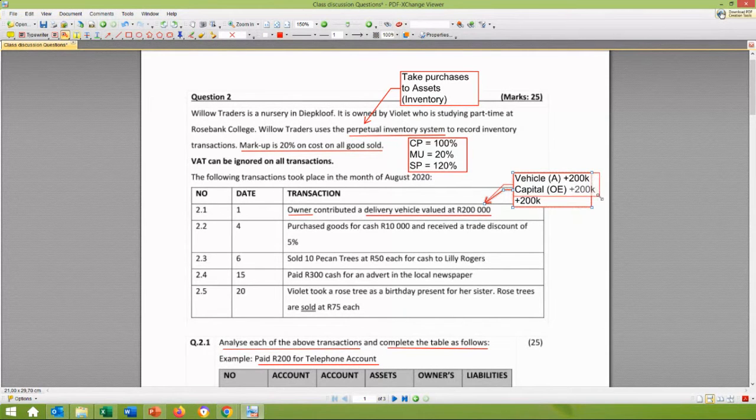But now the question is, will the vehicles be debited or credited? We know assets, if we think debit, then at debit we have expenses, assets, and drawings. So we know we debit vehicles, which means we will credit capital. Okay, so that is the first transaction. It would look like that.